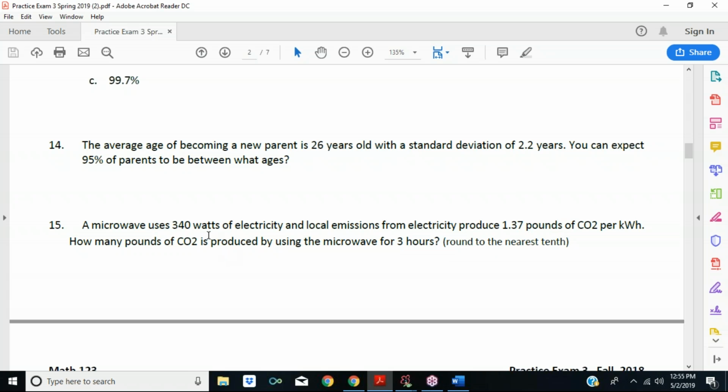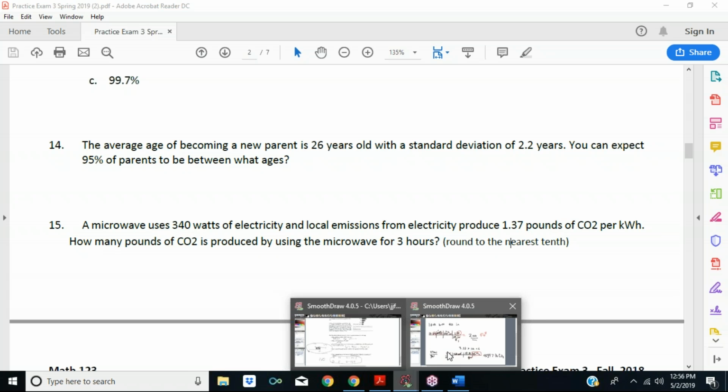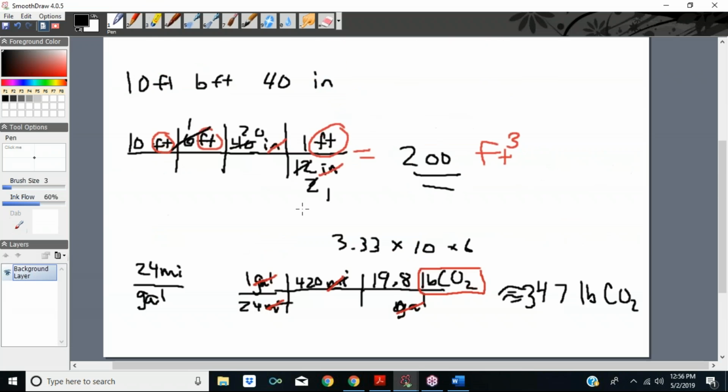Number 15, remember this, we're using electricity this time. It's at 1.37 pounds of CO2 per kilowatt hour. So on something like number 15, and I'll go back and do number 3, okay? On number 15, we have the 340, and remember, I want to show you this too. So 3 hours, 340. Let's do a new page here.